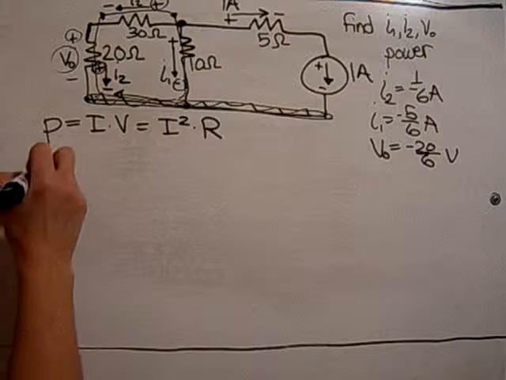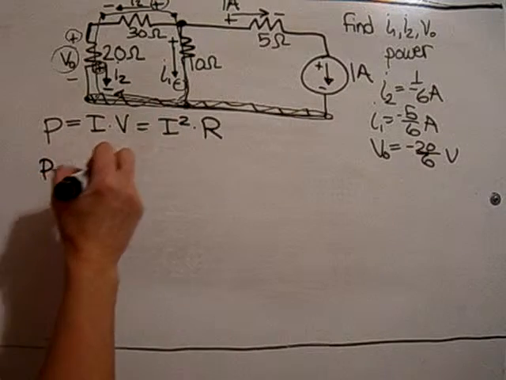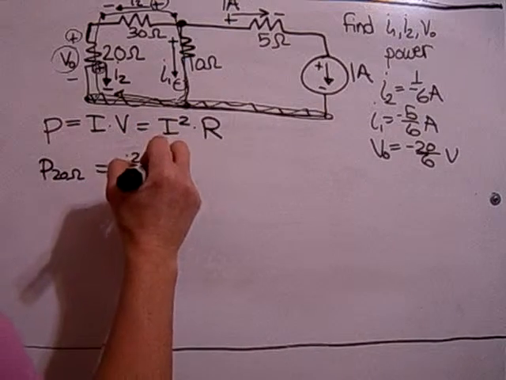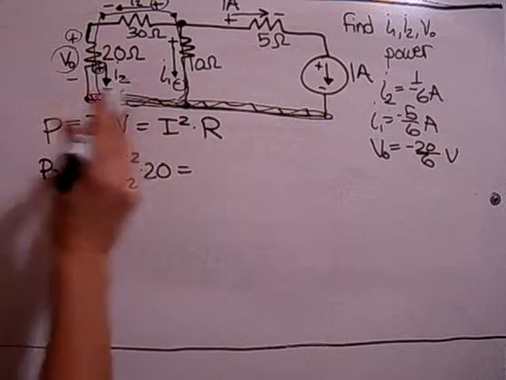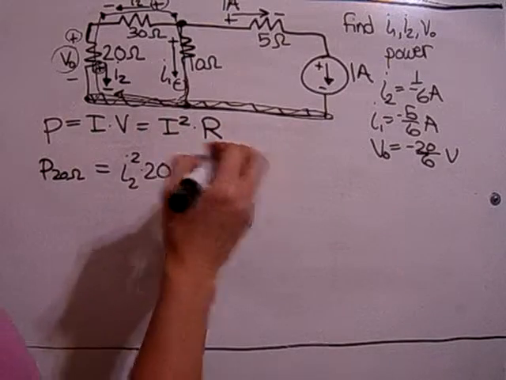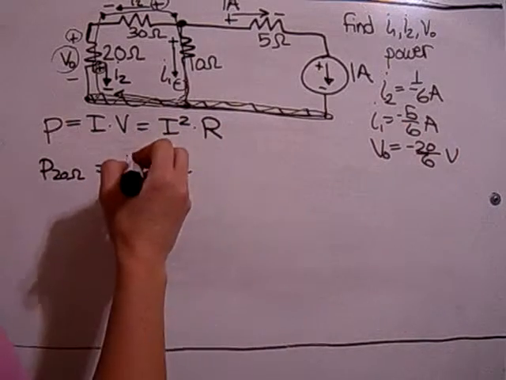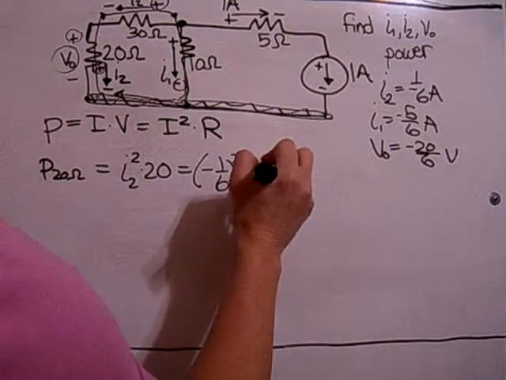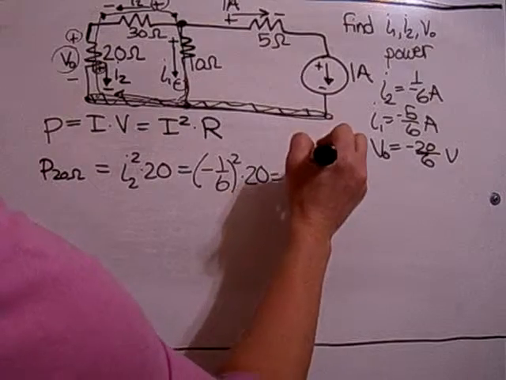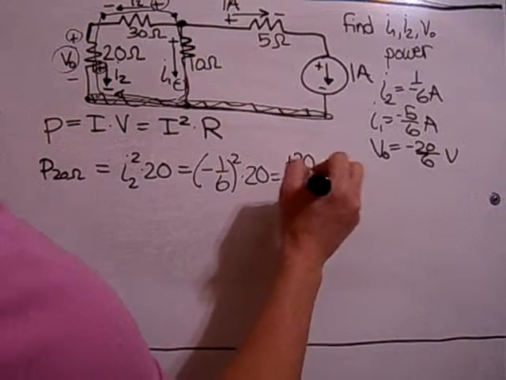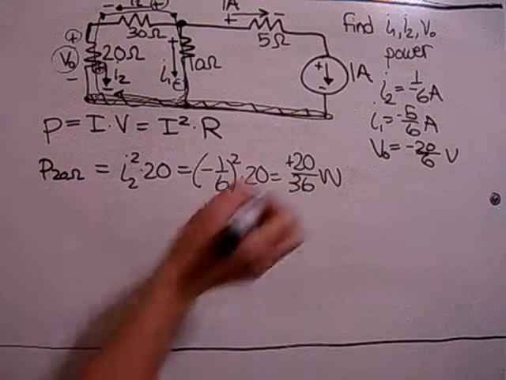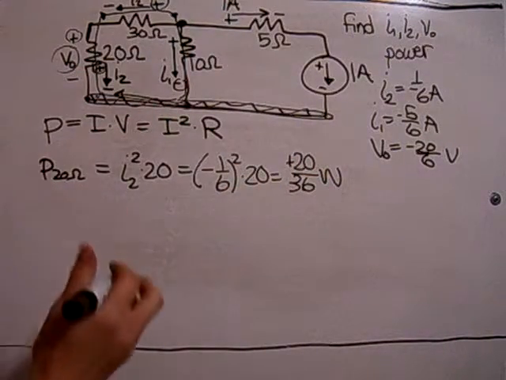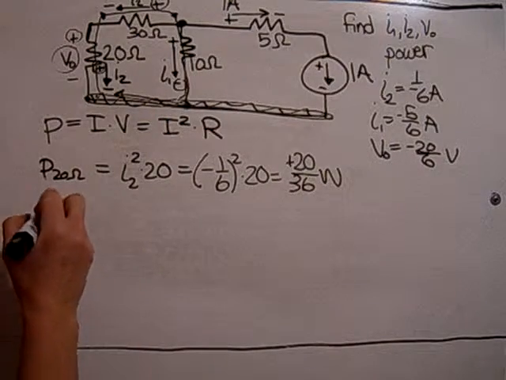The first one we'll do is the 20 ohm. The current going through it is I2, so it'll be I2 squared times 20. That gives a negative and a negative, so it gives positive. So this will be a positive 20/36 watts. And that looks correct because I have a positive quantity. For every resistor, it should be a positive quantity, meaning it's absorbing or consuming the power.